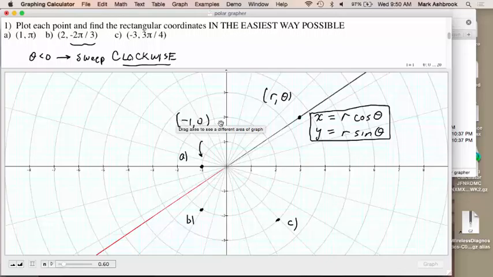Does it make sense? All right, and then the other ones you have these angles, negative 2 pi over 3, 3 pi over 4. You're going to use r cosine theta and r sine theta to get those as x and y. Okay, so it'll be a shorter web work.